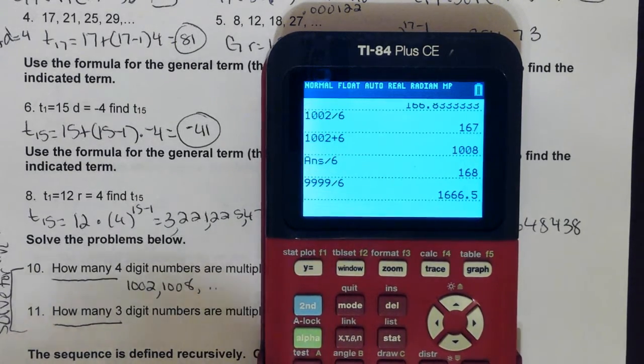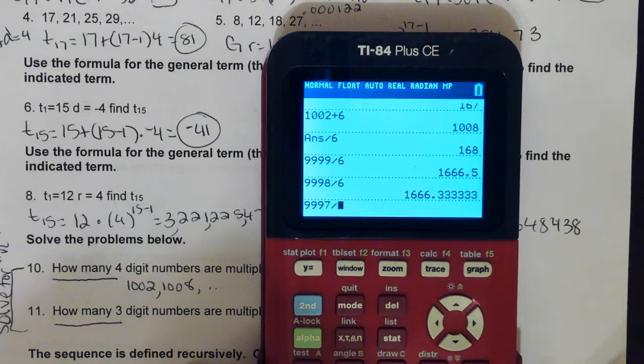9,999 divided by 6. That one doesn't work. So a couple ways to do it. You can just keep working backwards if you want. 9,998 divided by 6. 9,997 divided by 6.